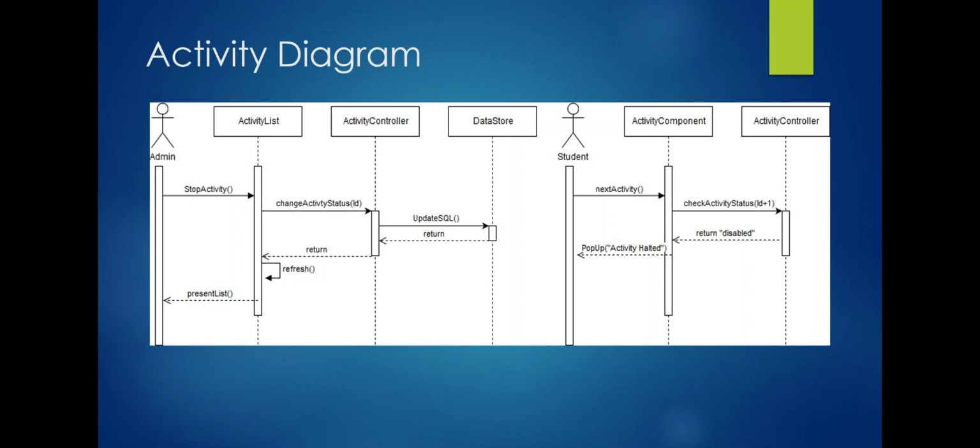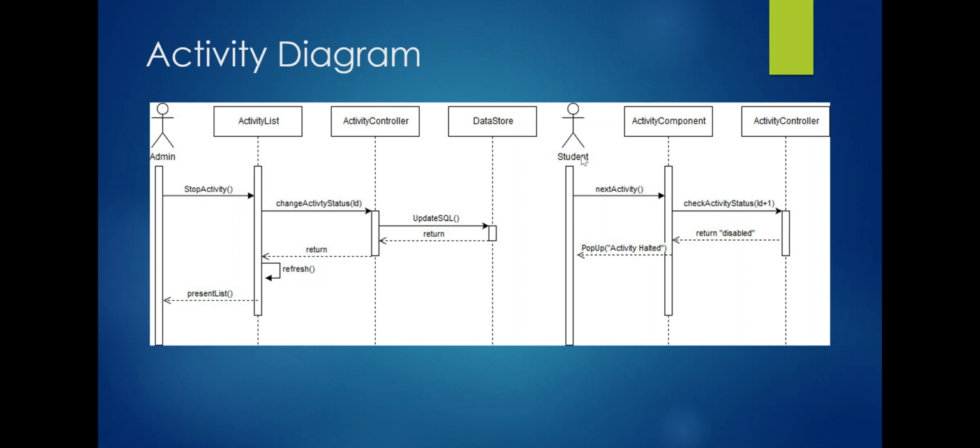This is the activity diagram of the user story. It's divided into the admin and student. First, the admin clicks on a stop activity on the activity list presented on the admin's dashboard. This sends a change of activity status method to the activity controller with the ID of the activity. The activity controller basically updates the data store, saying which activity must be enabled or disabled. This is returned, and the admin is presented with an updated list.